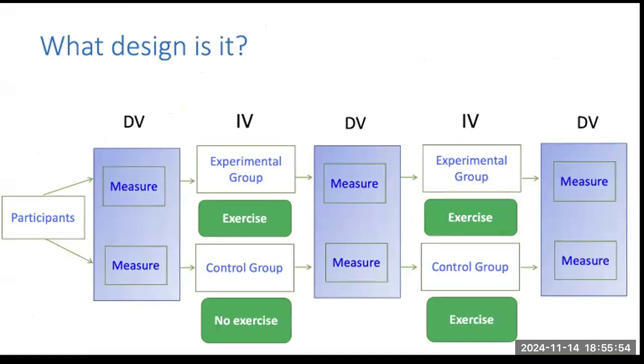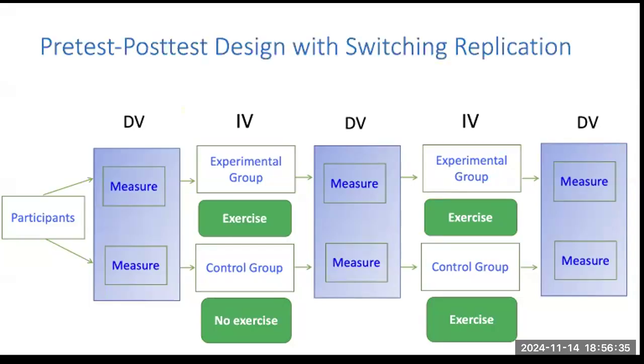So you see the top one's the experimental group, the bottom one's the control group. The dependent variable is measured again after the intervention is introduced. The intervention is introduced a second time, and then you take the dependent variable again. What kind of quasi-experimental design is this one? You have to track what's going on in each of the boxes. So this one is pre-test, post-test with switching replication.